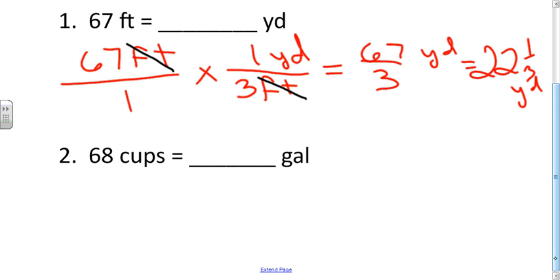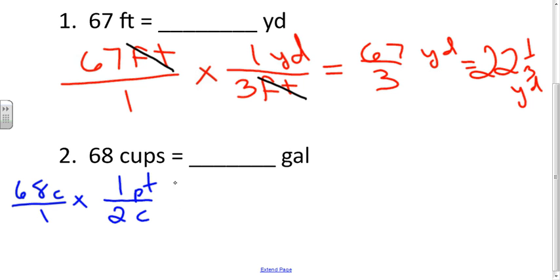This next one's going to take a few conversion factors to go through. I've got 68 cups and I want to go to gallons. So I'm going to start with 68 cups, place that over 1, and then I know based on my conversion factors that 2 cups make 1 pint. Since cups is in the numerator here, I want to put cups in the denominator here, so they will cancel out. But I need to get to gallons, so I have to use another conversion factor. I know, based on the chart, that 1 quart is equal to 2 pints. So I'm going to put the 2 pints in the denominator, because over here I had pints in the numerator. So 1 quart is 2 pints.